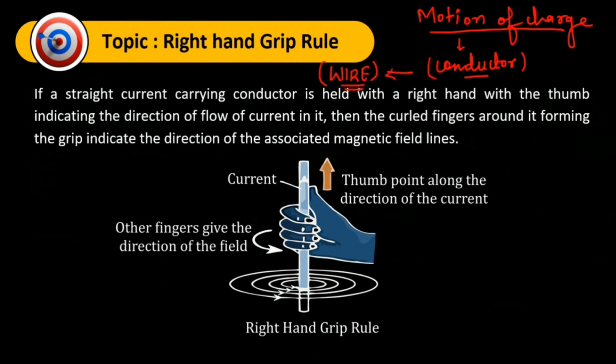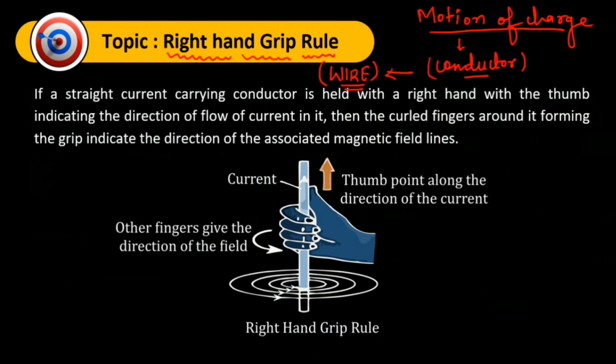Whenever we observe that there is a wire and current is flowing through it, or precisely, charge is moving across the wire or conductor, we observe magnetic field. So if we want to find out the direction of magnetic field due to that current carrying conductor, we can use this rule, the right hand grip rule.